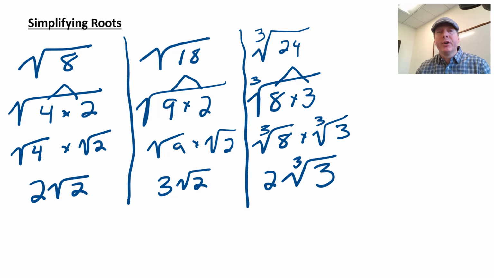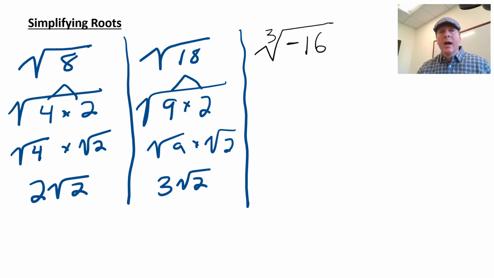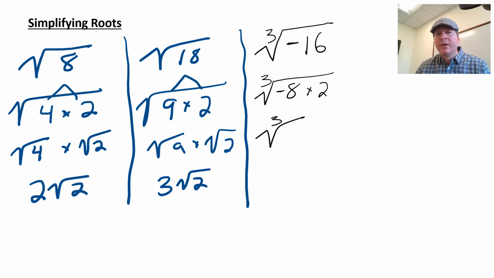And one last example here. Let me do a little erasing. How about the cube root of -16? Well, is 16 divisible by any number that is a perfect cube? Yes, 16 is also divisible by 8. 8 is a perfect cube. So the cube root of -16 is the same thing as the cube root of -8 times 2. Cube root of -8 times the cube root of +2. So that's what? -2 times the cube root of 2.